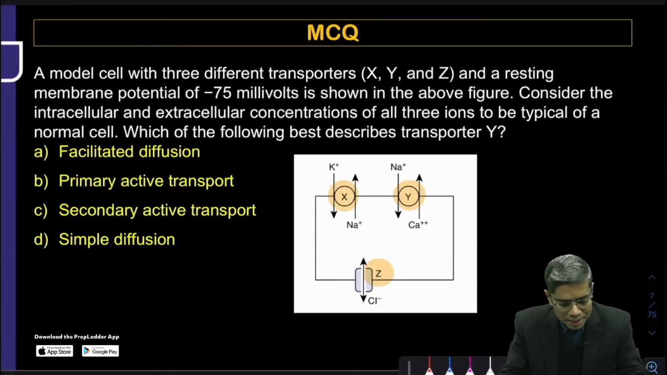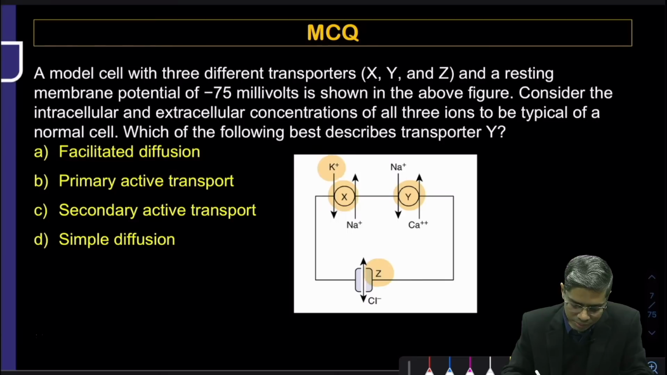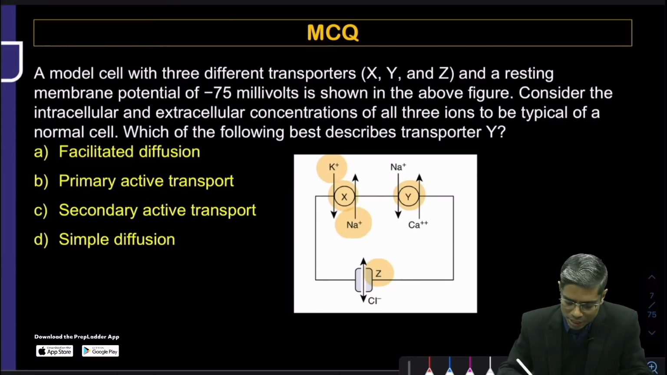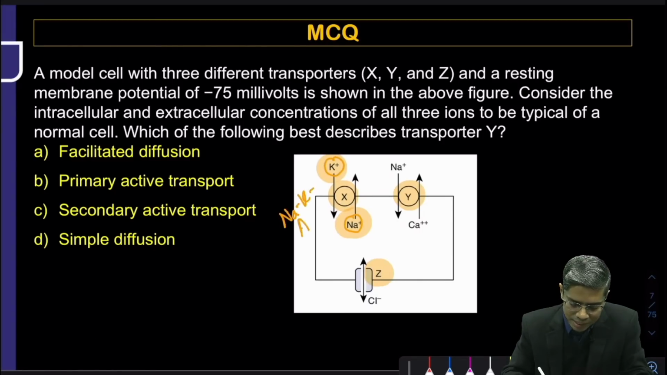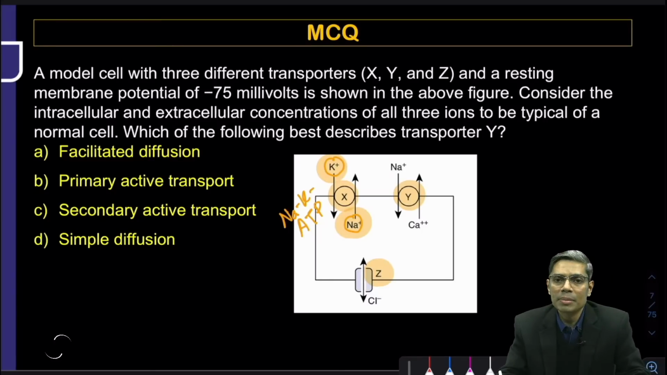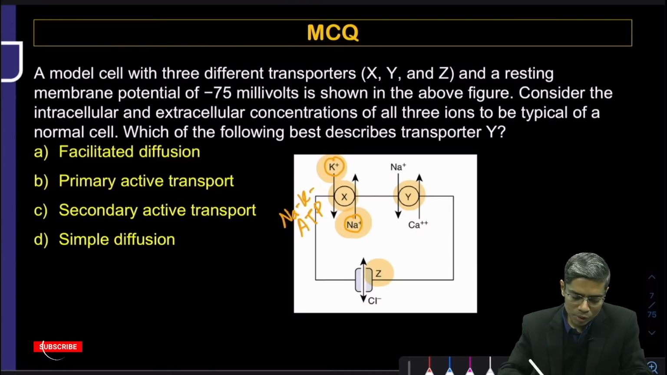And the question is saying that the cells contain the concentration of ions which is similar to the mammalian cell concentration, meaning you have not changed the composition of the cell, intracellular and extracellular, meaning sodium concentration, calcium concentration, everything is the same as in the normal mammalian cell. Yes. So as you can find out here, the transporter X is throwing sodium out of the cell and taking potassium back inside the cell. So this is typically the sodium potassium ATPase pump, right? Getting my point? This is a primary active transporter, but this is not your question.